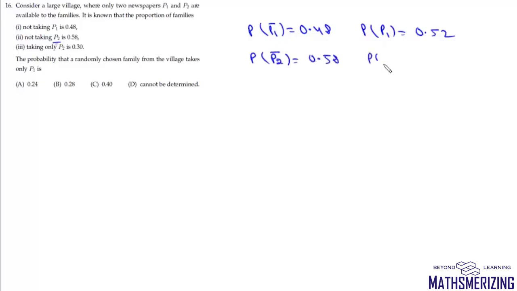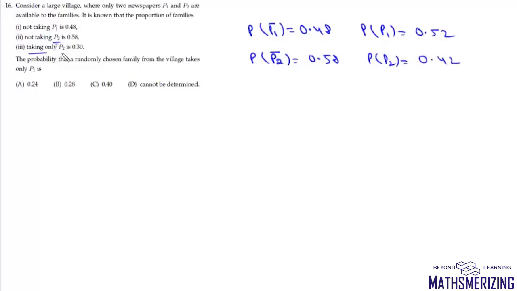Now question number 16 is, consider a large village where only two newspapers P1 and P2 are available to the families. It is known that the proportion of families not taking P1 is 0.48. So the probability that a family doesn't take P1 is 0.48. That means the probability that a family takes P1 will be 1 minus 0.48, simply 0.52. In the same way, the proportion of families not taking P2, that is P2 not, is 0.58.